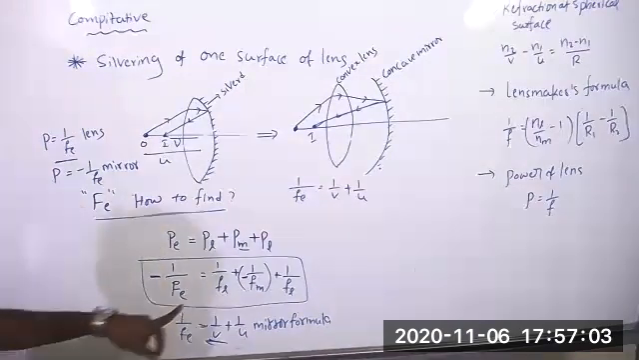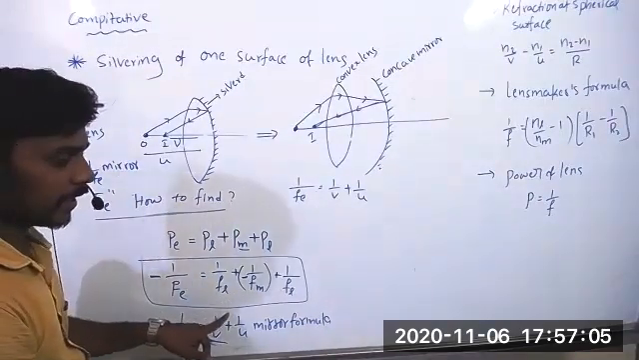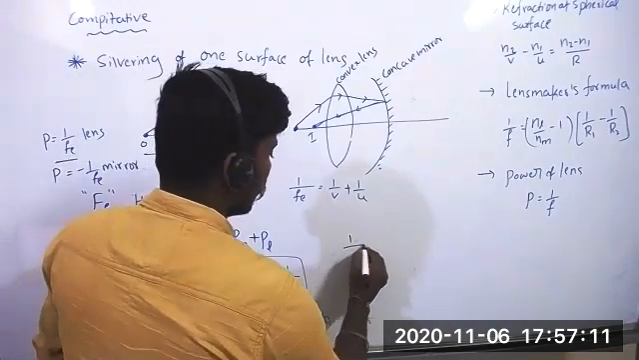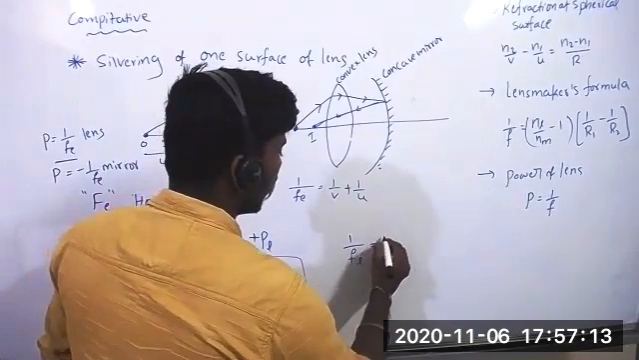So how do we find the focal length of the lens? Can you say how we can find the focal length of the lens? 1 by FL. How do we find the focal length of the lens?